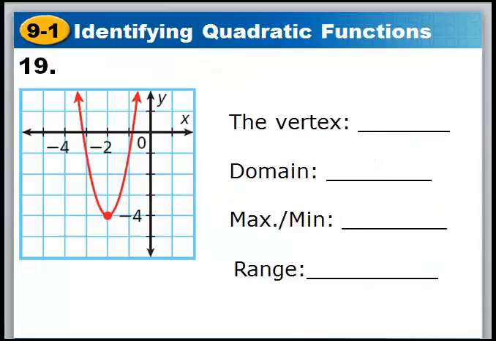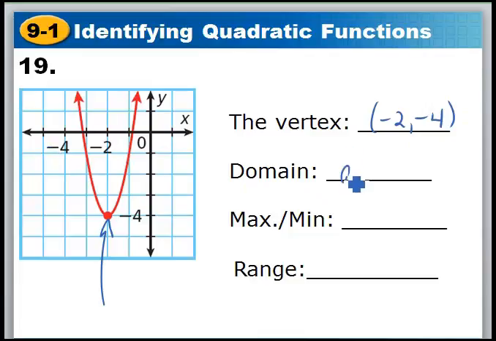Alright, this is the last video for this section. This is just a longer section. There's a lot of new vocab and such in there. So what we're going to do is finish this up with just these last two examples. I'll go ahead and tell you the vertex again. The vertex is (-2, -4). We're now going to answer the question of the domain.